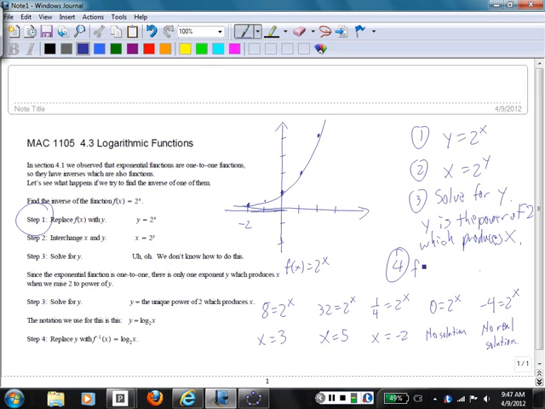So when we write the inverse function notation, f inverse of x equals, when what we mean is that y is the power of 2 which produces x, what we say is log base 2 of x. That's the expression that we use, to mean what I wrote.